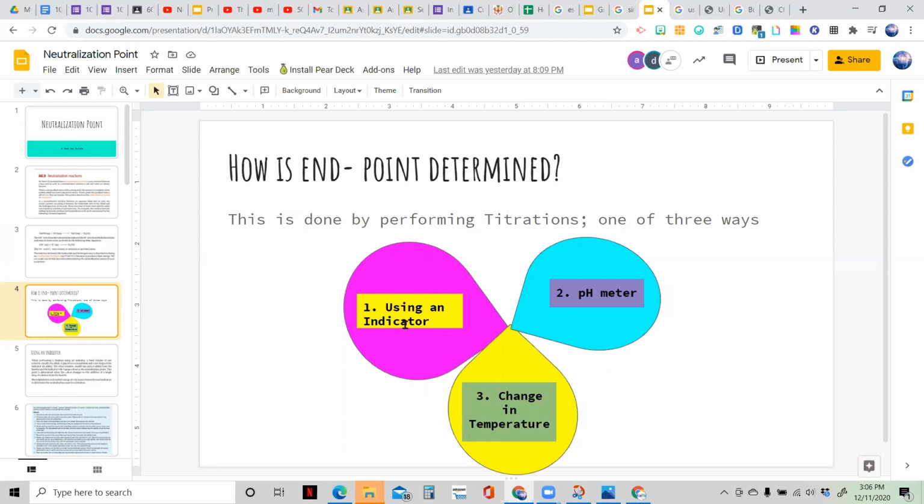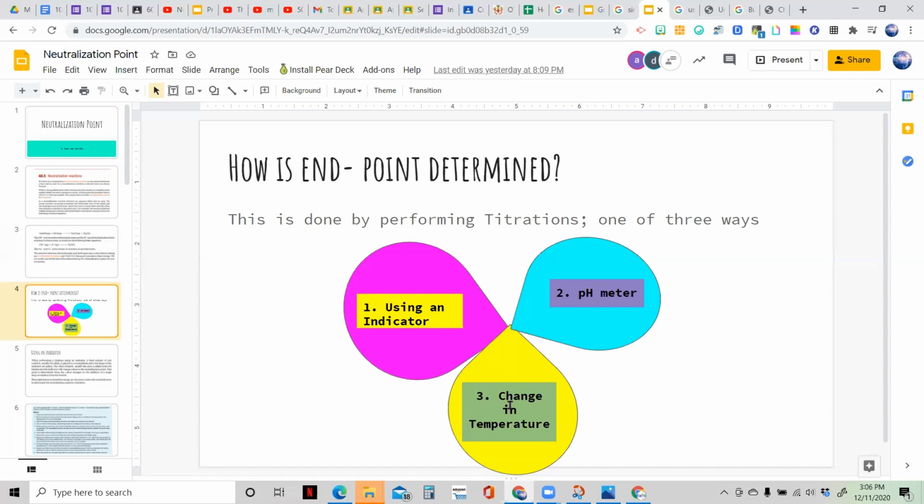Two, we can use a pH meter. The pH meter is pretty much the easiest one out of the 3 to use because you literally have an apparatus that gives you a digital reading. So it is quite easy to know when you have reached a pH of 7, because you will get a digital reading on a screen saying pH 7.